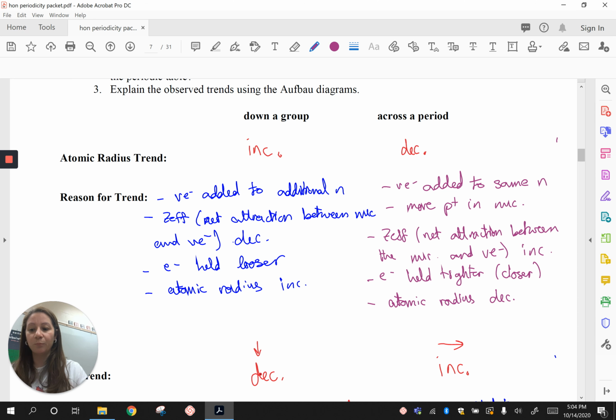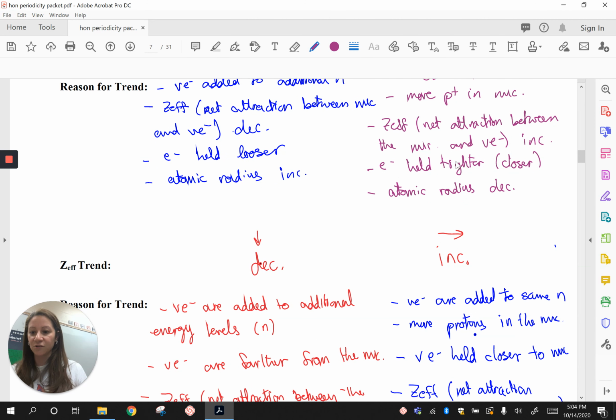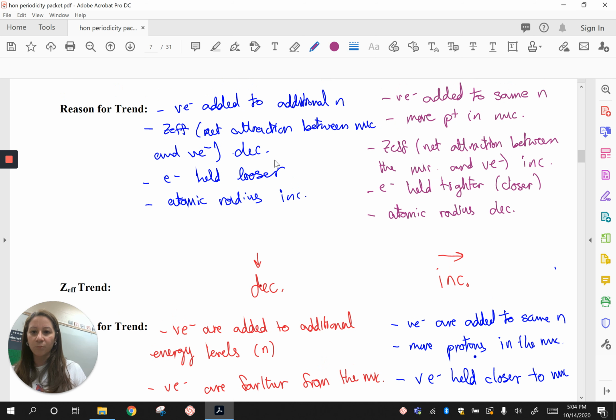It is really important to understand, especially the Zeff trend. From the Zeff trend, you can come up with the trend for all the other different properties. So make sure that you understand that. Again, Zeff is going to be your best friend in this chapter. Also, make sure you understand what it means. That's why I keep writing Zeff, and then in parentheses I write the net attraction between the nucleus and the valence electrons. It's repetitive, but it will help you understand what it means. If you just write Zeff, then sometimes that doesn't click in our mind what that really actually means.